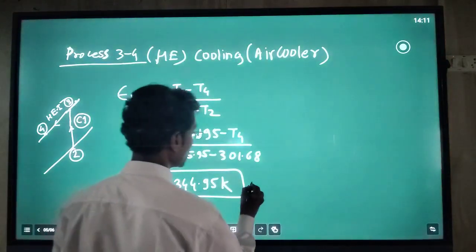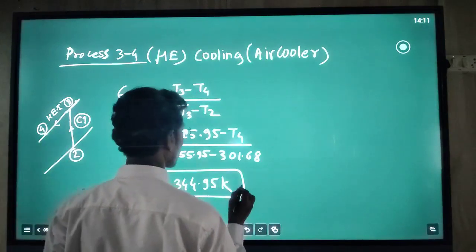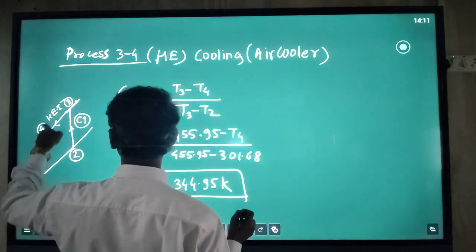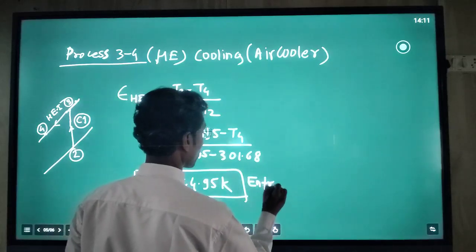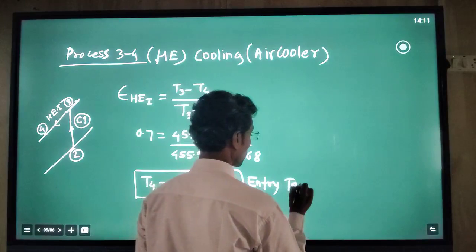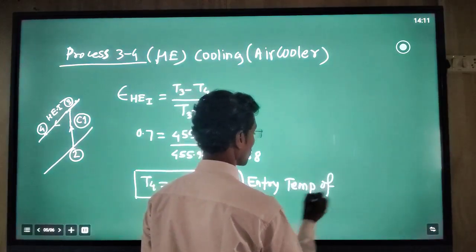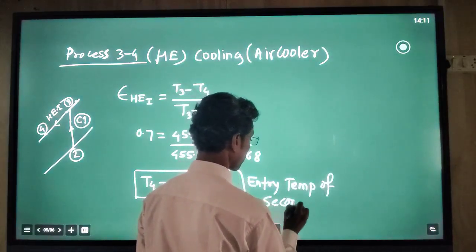This T4 value is the exit of heat exchanger 1, or the entry to the next compressor. So this is the entry temperature of the second compressor, the auxiliary compressor.